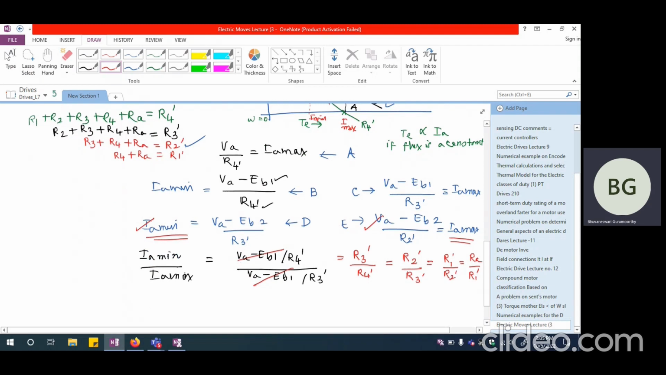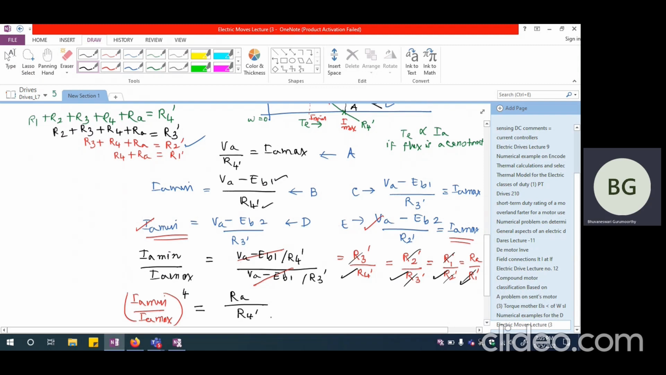So I should be able to multiply all of them. So IA minimum divided by IA maximum whole power. So there are 4 such expressions. That is 1, 2, 3, and 4. So whole power 4, because this is a 4-step starter. That is going to be, when I multiply all of them, this R3 and this R3 dash will cancel with each other. R2 and R2 dash will cancel with each other. R1 and R1 dash will cancel with each other. So I'm going to get RA by R4 dash.